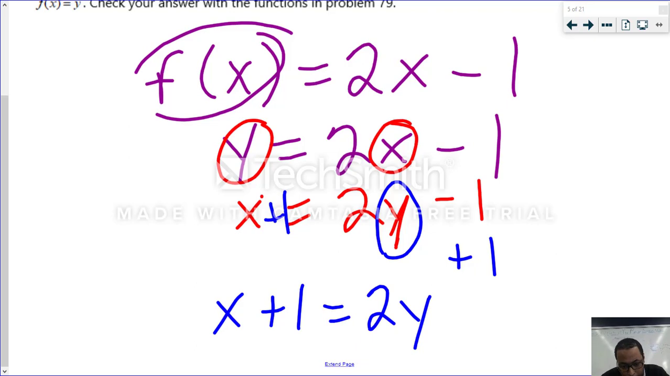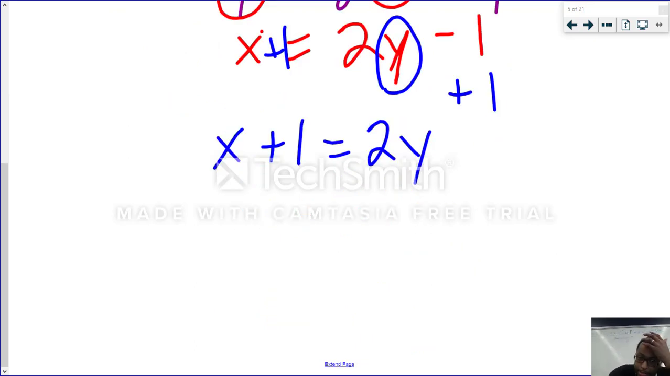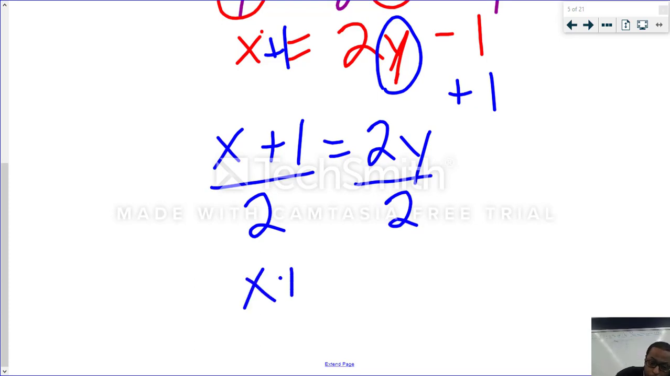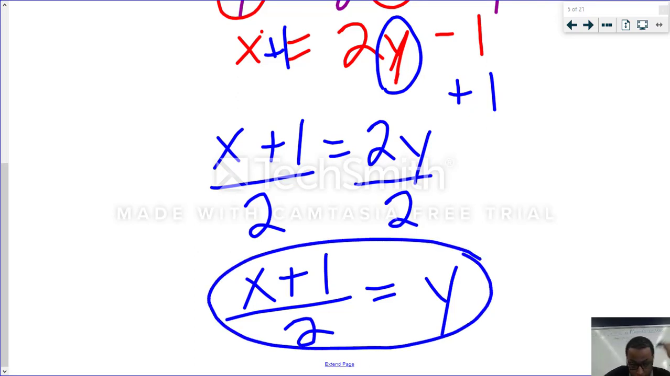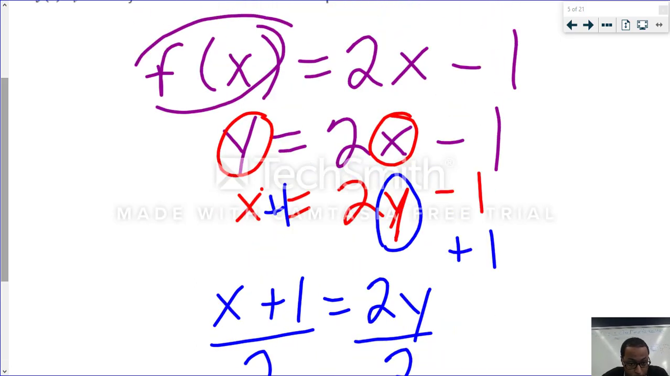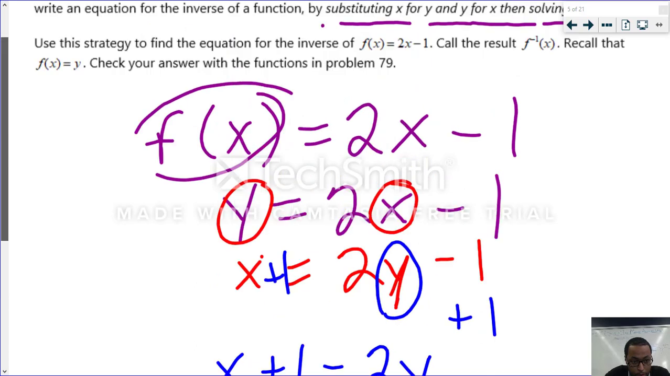Okay? Now, I'm not done yet, because I still have to get y by itself. So now I have to get rid of the 2. I'm going to divide by 2. Whatever I do to one side, I have to do to the other side. So now my new inverse equation is going to be x plus 1 over 2 equals y. That is my inverse equation. So again, first step, substitute, instead of y, I'm going to put x. Instead of x, I'm going to put y, and then I'm still solving for y. So my inverse equation would be this.